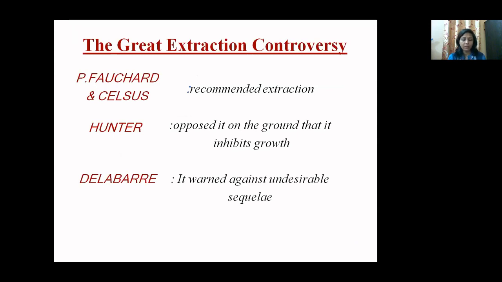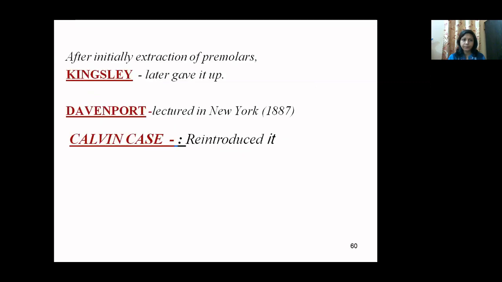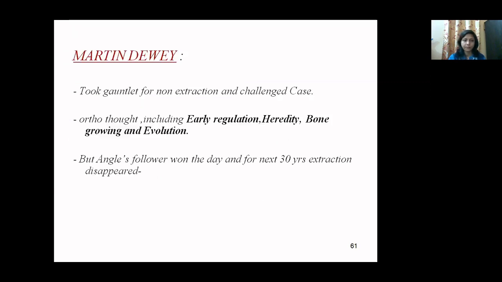Later on, a few other researchers described orthodontic treatment in their own way. Fauchard and Celsus recommended extraction. Hunter opposed it on the ground that it inhibits growth. Delabere warned against undesirable sequelae of extractions. Then Kingsley, after initially extracting premolars, later gave it up and stuck with the non-extraction philosophy. Davenport lectured in New York about this, but Kelvin Case reintroduced extraction to orthodontics.